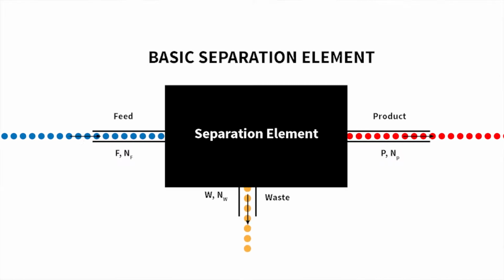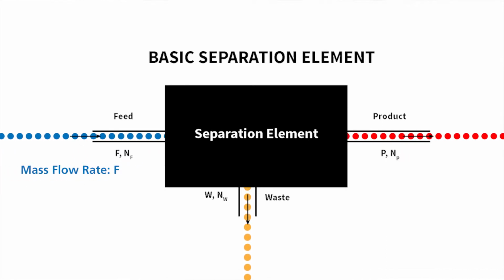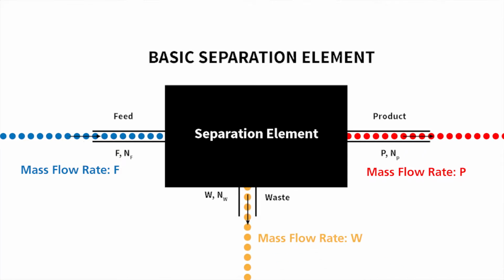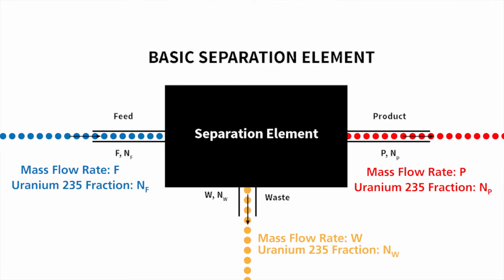The input stream is referred to as the feed. In the diagram we see here, it has a mass flow rate of F kilograms per unit time. The enriched stream is referred to as the product, with a mass flow rate of P kilograms per unit time. The depleted stream is referred to as the waste, or tails, and has a mass flow rate of W kilograms per unit time. NF, NP, and NW represent the uranium-235 fraction in the feed, product, and waste streams, respectively.